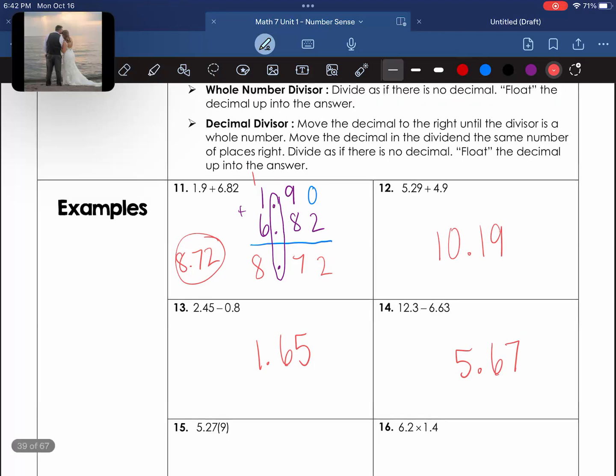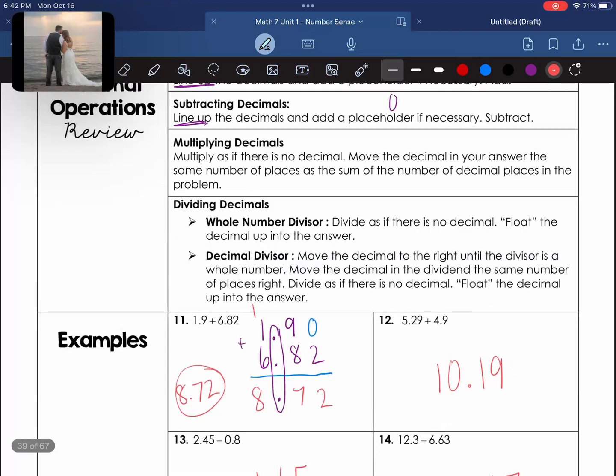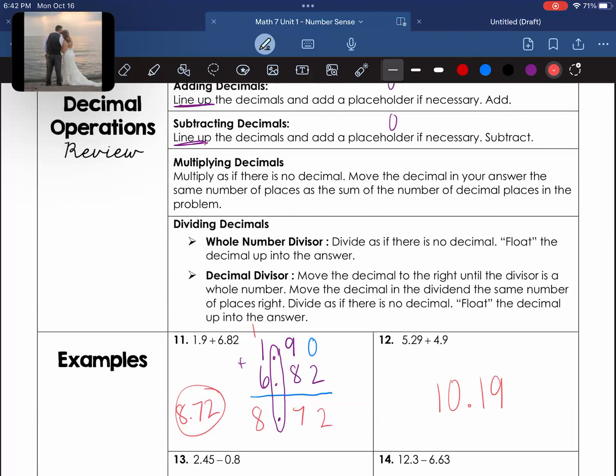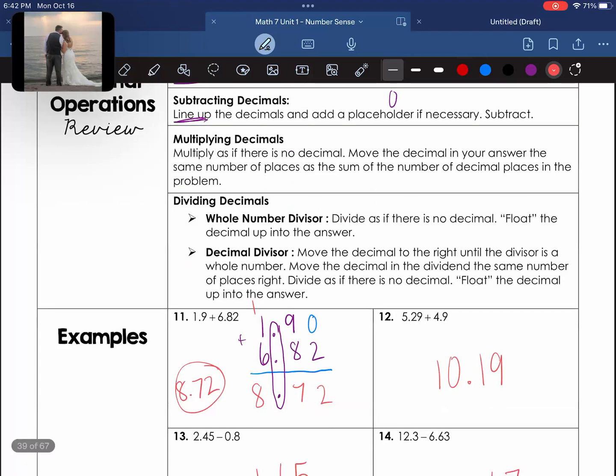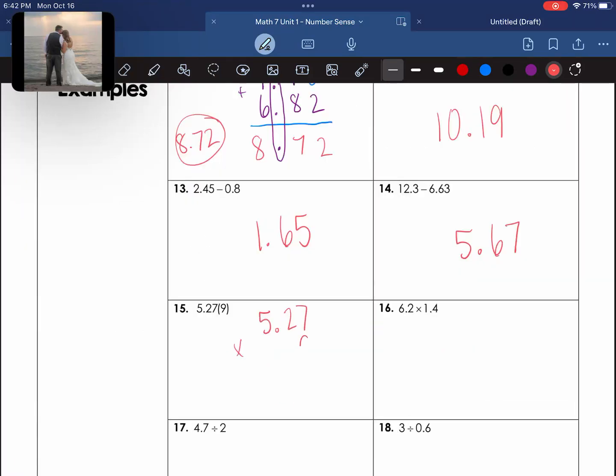All right, multiplying and dividing decimals. Here, you do not need to line up the decimal for multiplication, okay? You still will set up the problem like you do regular multiplication. So, like right here, we have 5.27 times 9, just like you would if there was no decimal there.